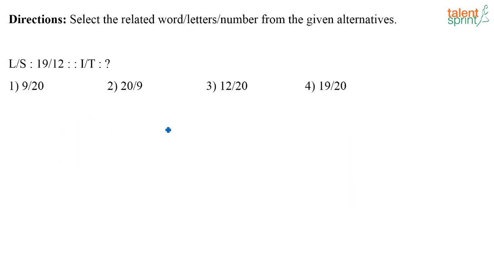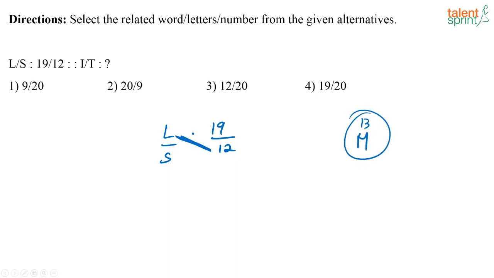So what's the answer for here? L by S is 19 by 12. What is the position of letter L in the English alphabet? It's 12, right? M is 13. That we all know. We have memorized that. So L is 12. Similarly, S is 19. So similarly, if you have I, T, what will be the corresponding answer that you get? What is the position of I?